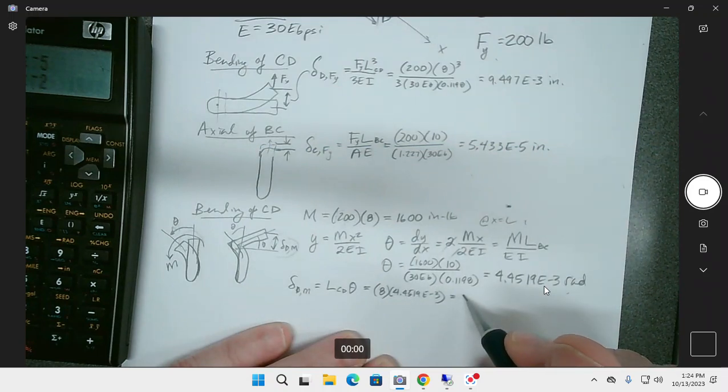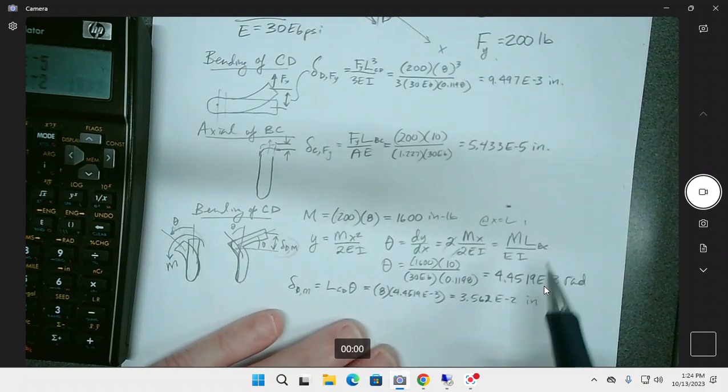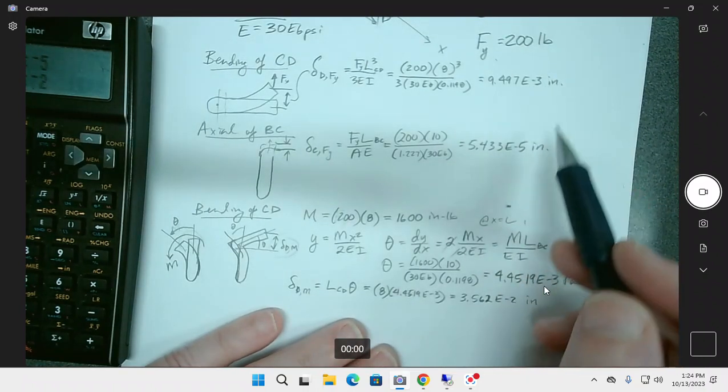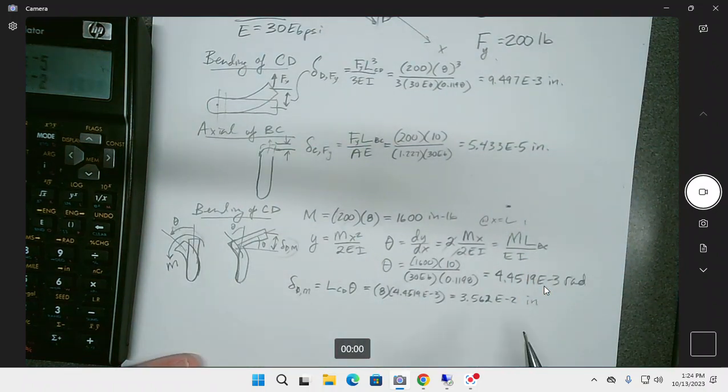So this is a big deflection compared to the others. And if you left it out, it'd probably be a big source of error for us. So you see that it's a good size, E to the minus 2, compared to E to the minus 3, and the minuscule E to the minus 5 with that one. Let's see. Anything else on there?